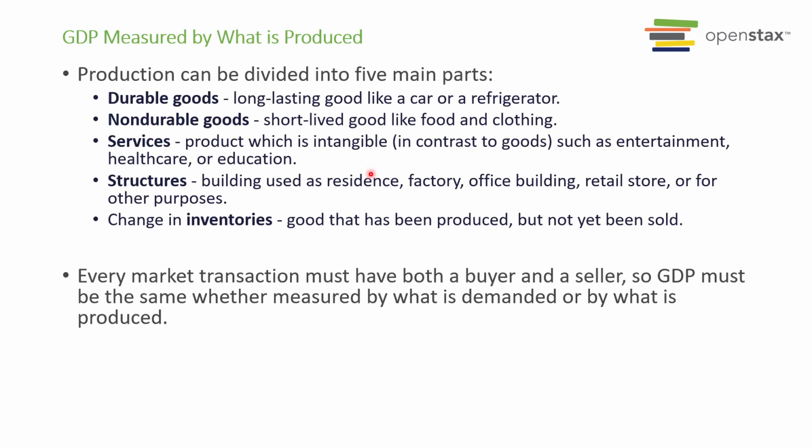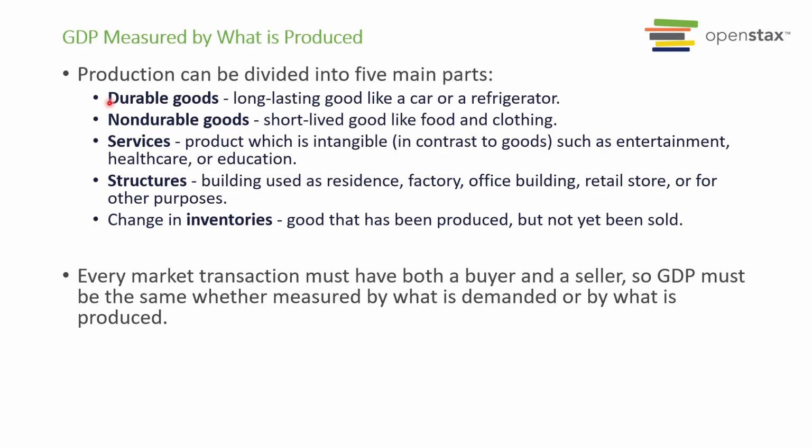Okay, so now let's switch to actually what is produced by the economy. So we just came from what is demanded. We want to look at, all right, what is produced now, okay? So we've got 5 other buckets here for that. And you can see here that's made up of durable goods, non-durable goods, services, structures, and a change in inventories. And this one's the interesting one here.